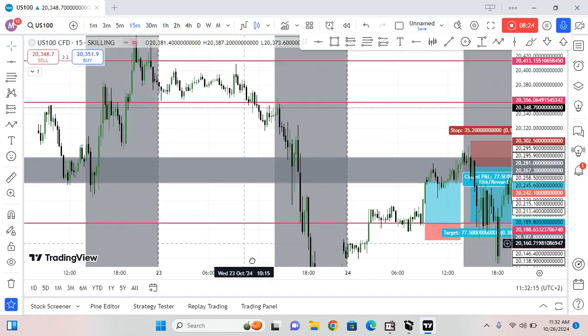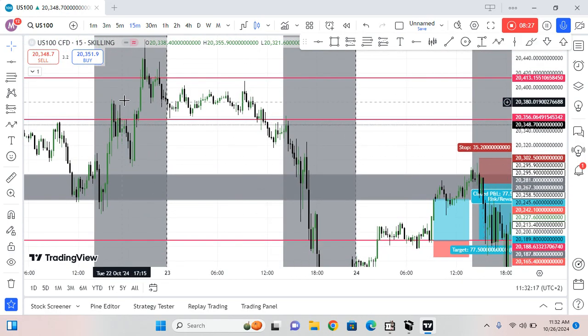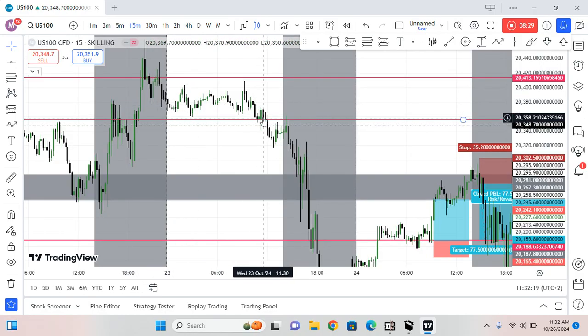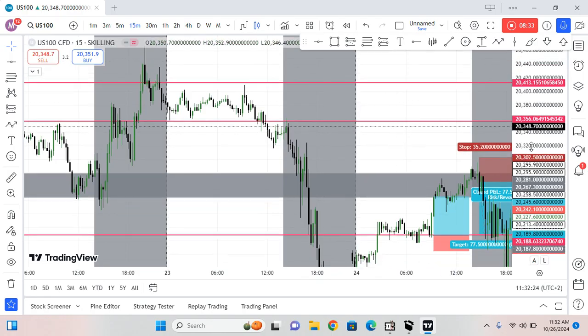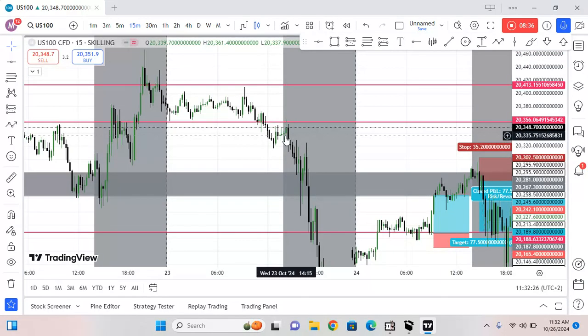You cannot miss these, guys. This strategy is, look at this one. It was just playing. The moment it breaks here, you wait for it to come back and test here. Look here. The moment the session opened, it was almost 2:30.